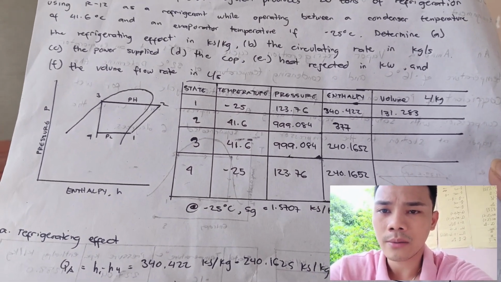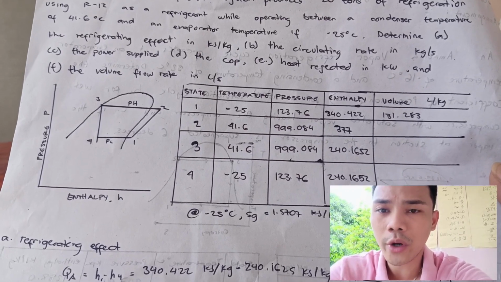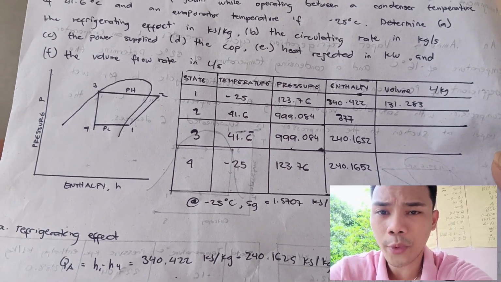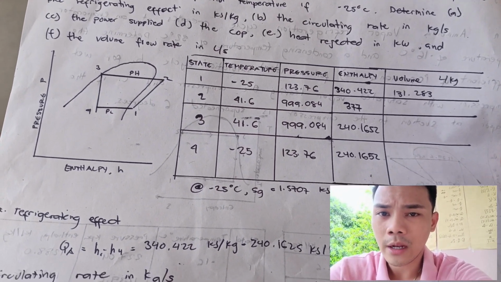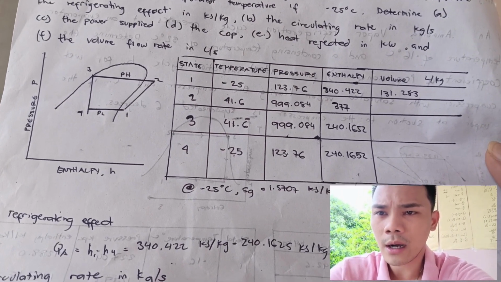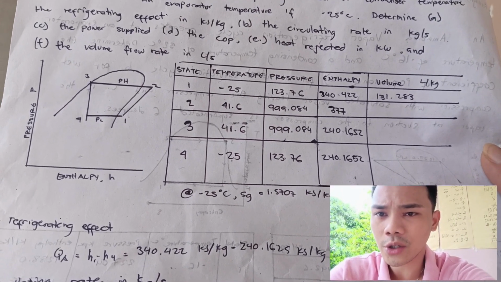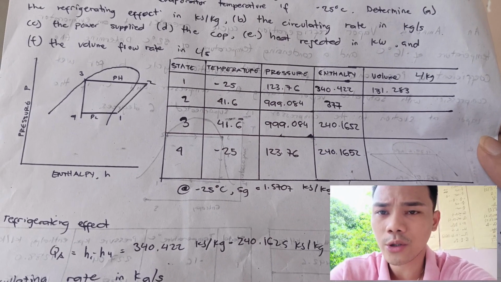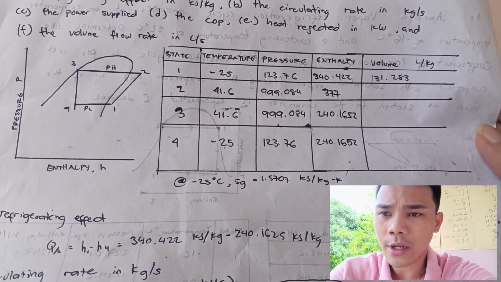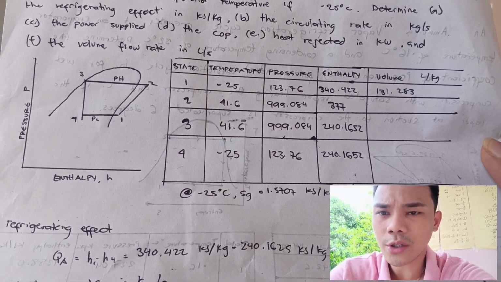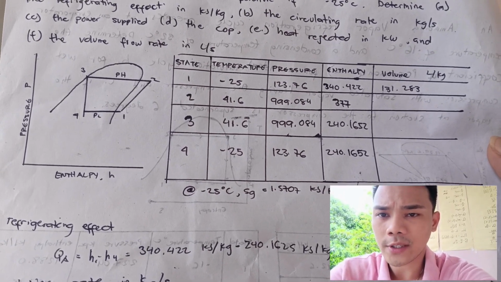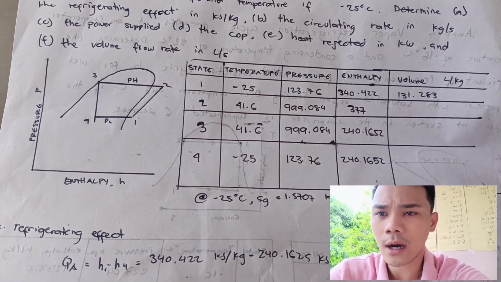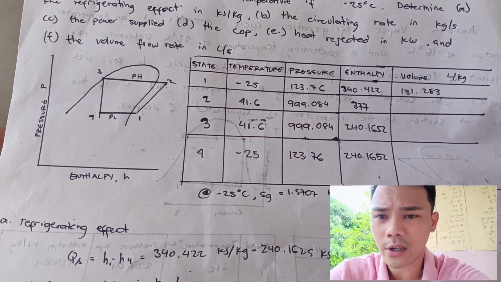Enthalpy at state 1 is 340.422 kilojoules per kilogram. Then our volume is 131.283 liters per kilogram. Next is state number 2: 41.6 degrees Celsius, 999.084 kilopascal, 377 kilojoules per kilogram. Then state 3: 41.6 degrees Celsius, 999.084 kilopascal, 240.1652 kilojoules per kilogram. State 4 has a temperature of negative 25 degrees Celsius.